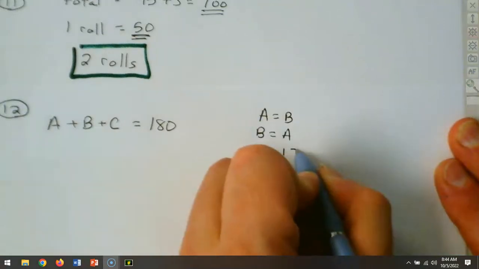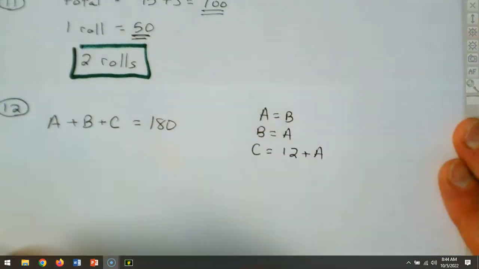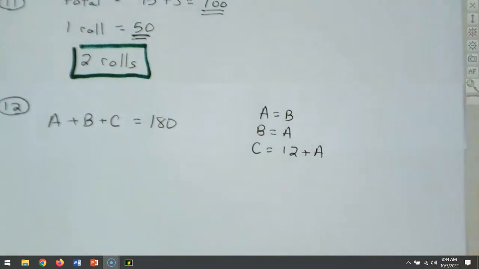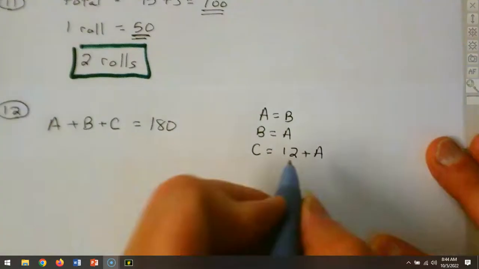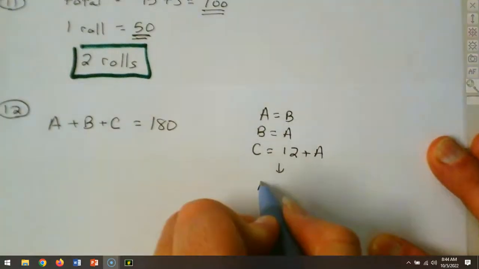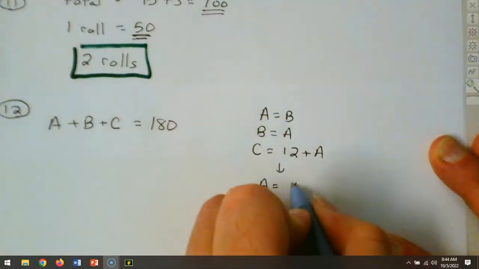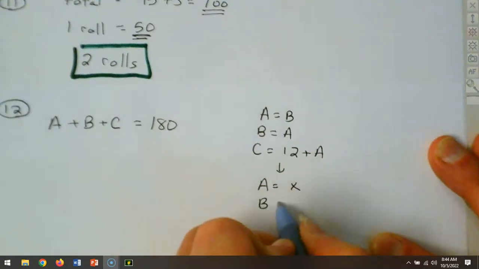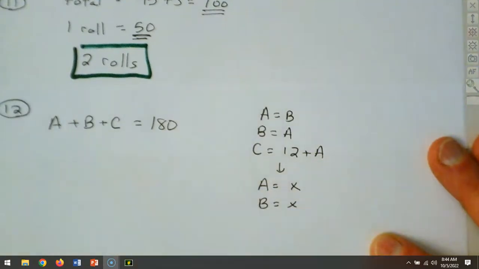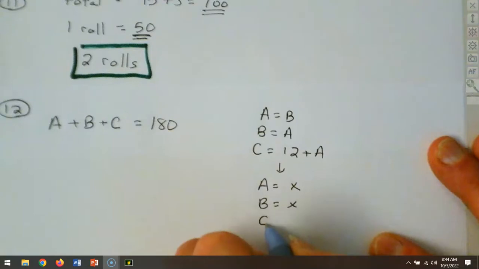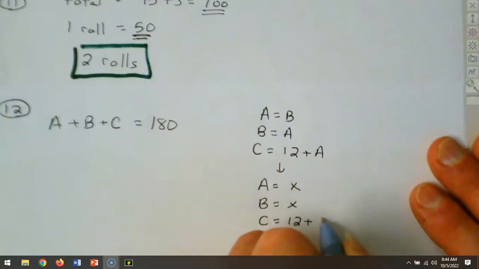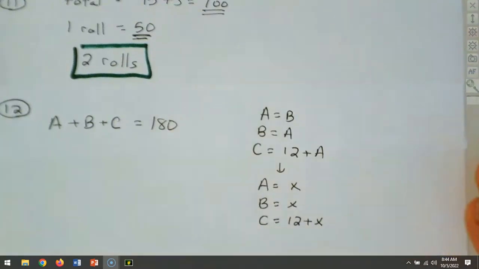So that would be 12 plus A. Okay, you can use 12 plus B. They're the same thing. We're not adding them both on there. We're just adding the one. And now we rewrite with our variable x. We're going to let A equals x. Then B also equals x, right, because they're the same. And C is going to be 12 plus what? X. Okay. What does our equation now look like?